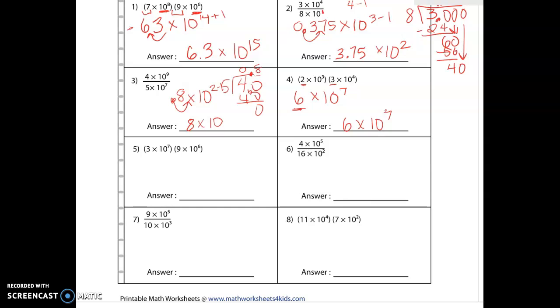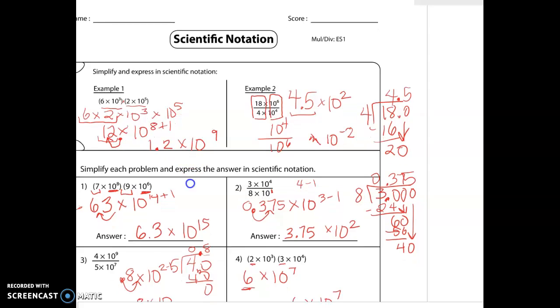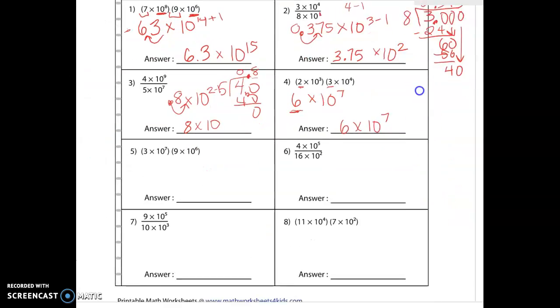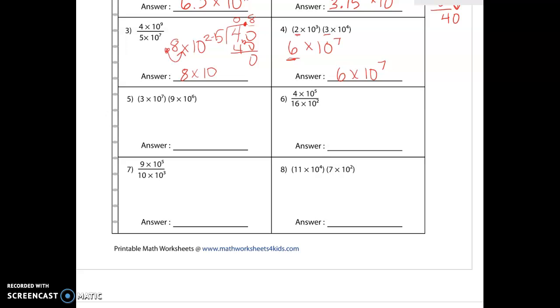If you have not gotten a piece of paper and been practicing with me, now is a good time because I'm going to stop you and ask you for your answers. So we're going to start with number 5. Take a moment and solve number 5. Hopefully you got 2.7 times 10 to the 14th.